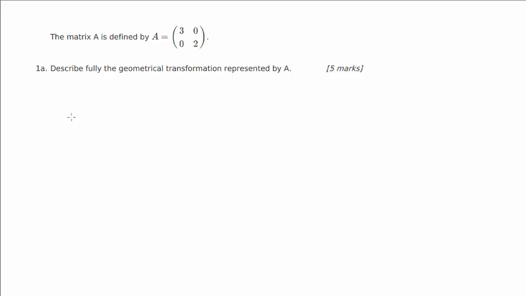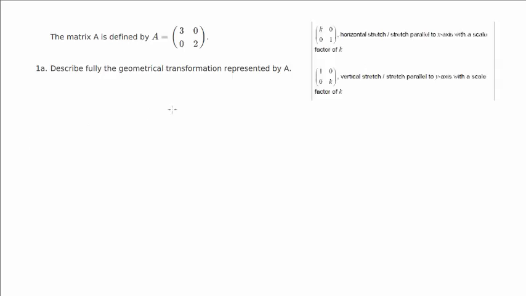Here is an explanation of the first matrix transformation question. It gives you matrix A and asks you to describe fully the geometric transformation. The first thing I can say about matrix transformations is you want to refer to the formula booklet, because there you will find information showing that a matrix of the form K001 is a horizontal stretch parallel to the x-axis, and a matrix 100K is a vertical stretch.